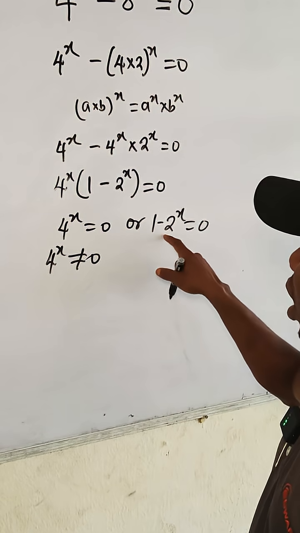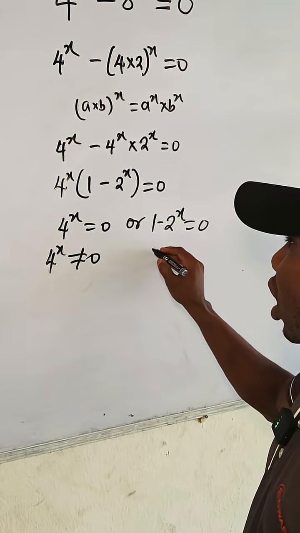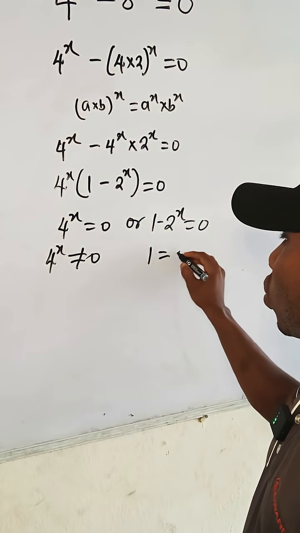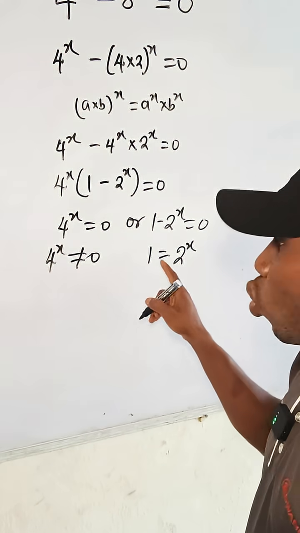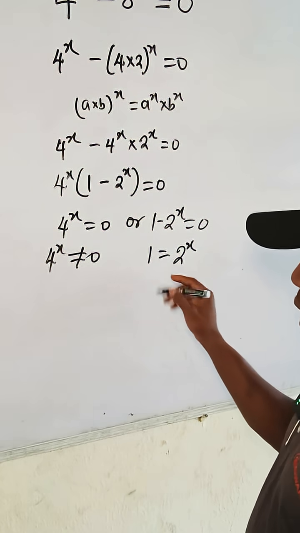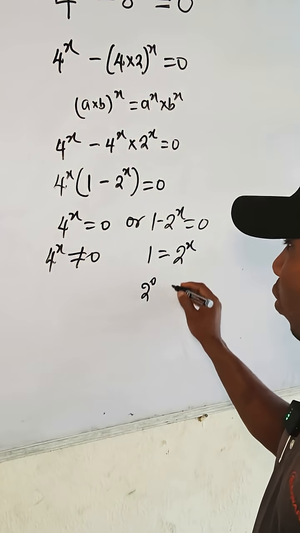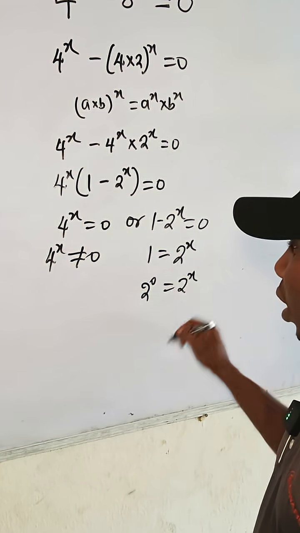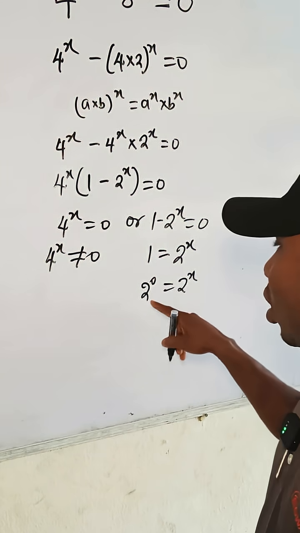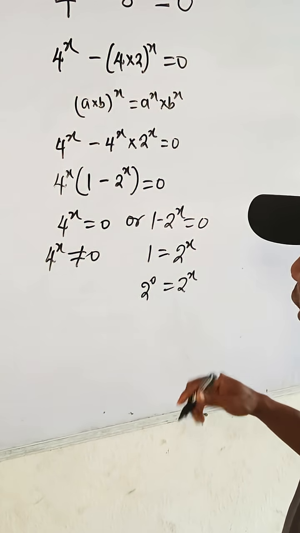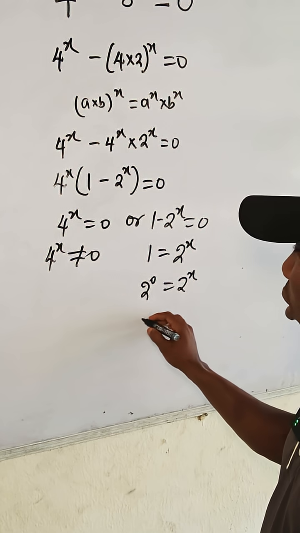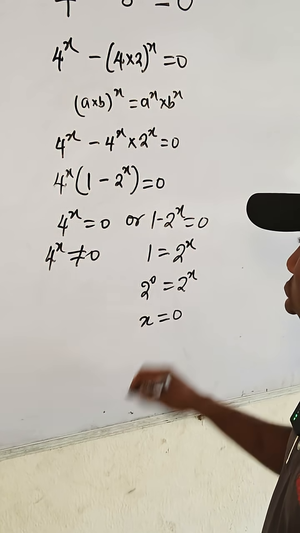We can actually take this one to the other side. That means we have 1 equal to 2 raised to the power of x. But we know that we can still express 1 as a power of 2, right? That will be 2 raised to the power of 0 is equal to 2 raised to the power of x. So from here, we see that the bases are the same, which is 2 and 2. Then what do we do? We equate the powers. So when we do that, it means x will be equal to 0.